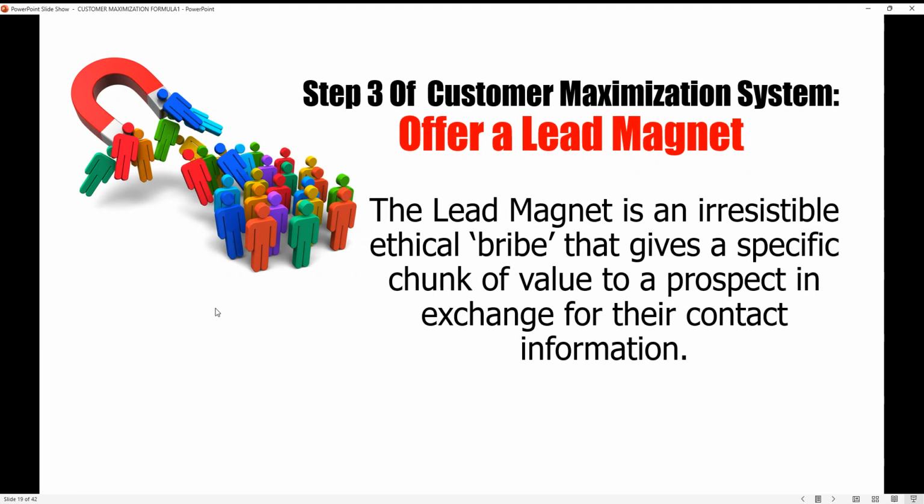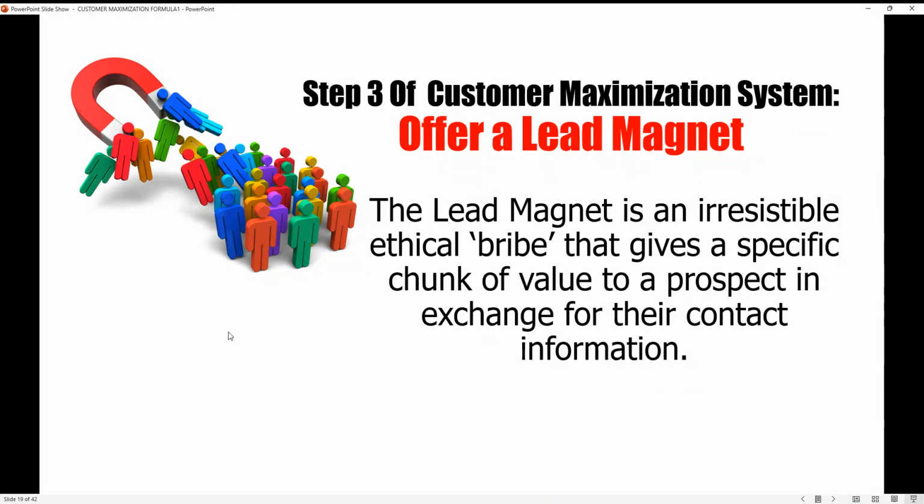A lead magnet is an irresistible ethical bribe that gives you a specific chunk of value to a prospect in exchange for their contact information. It's something that gives the prospect a value in exchange for their contact information. In other words, why should I give you my email? Why should I be excited to give you my name and phone number and email?